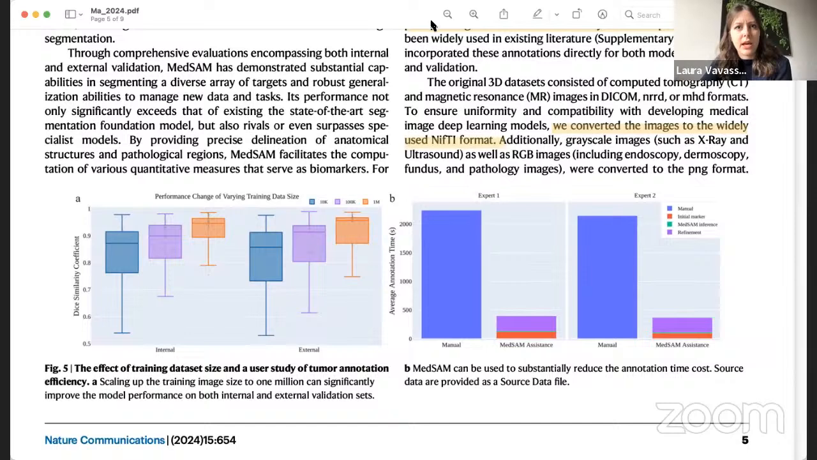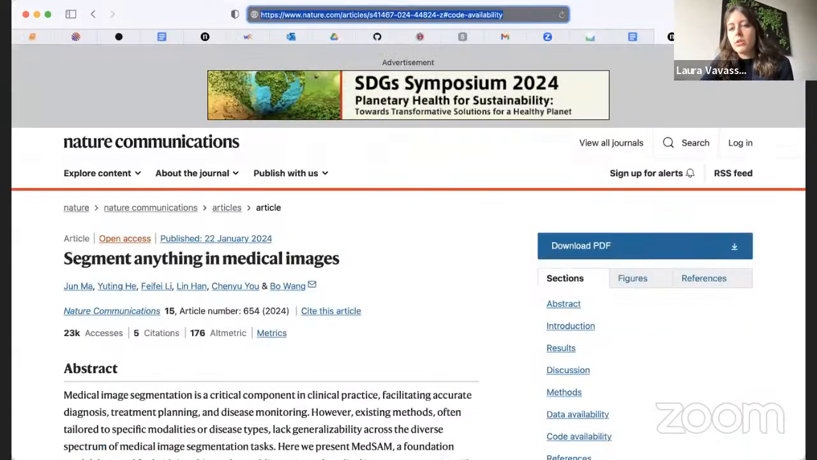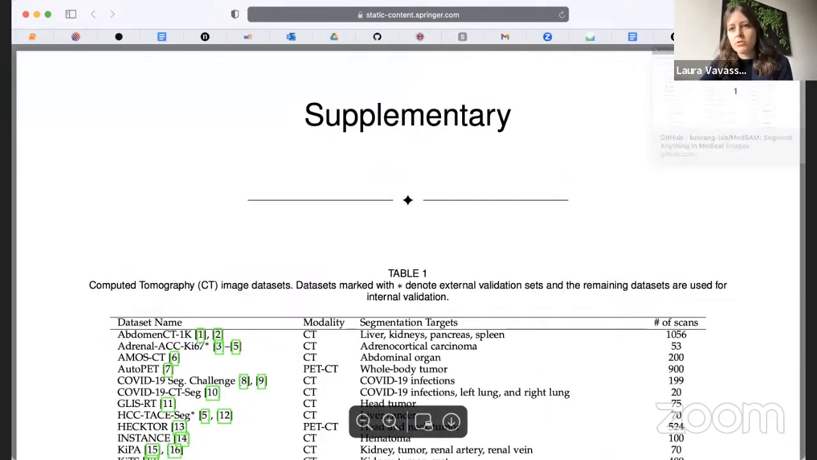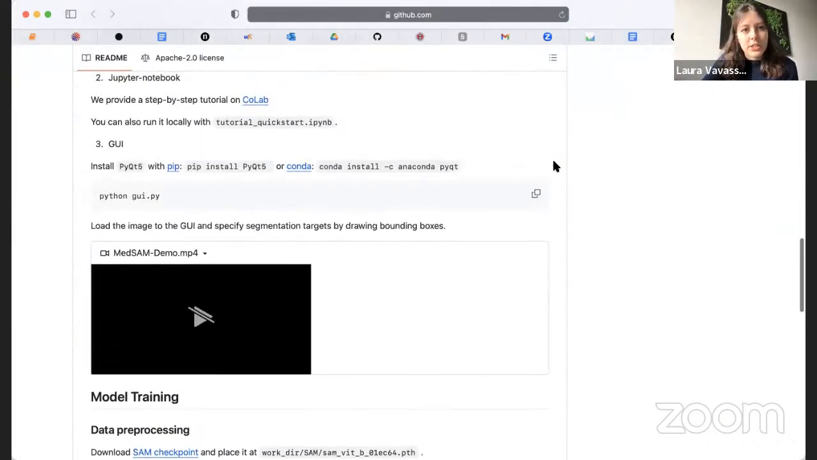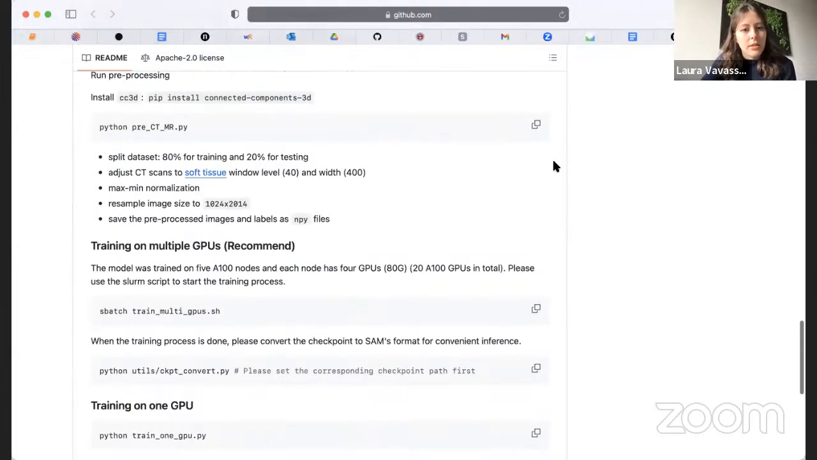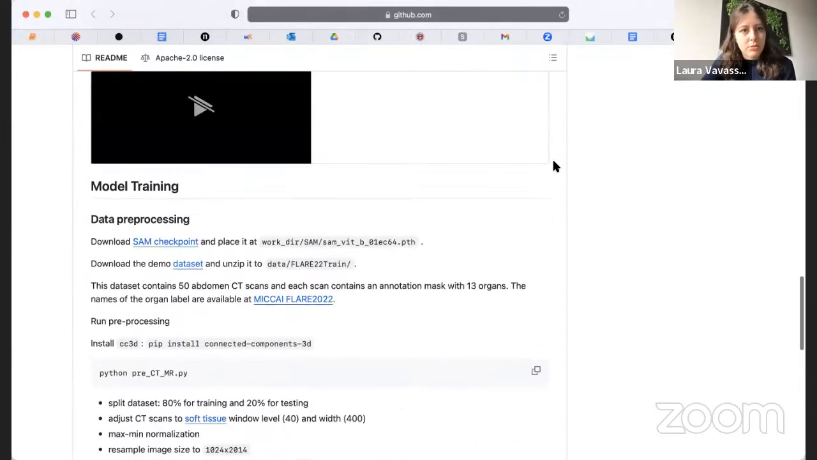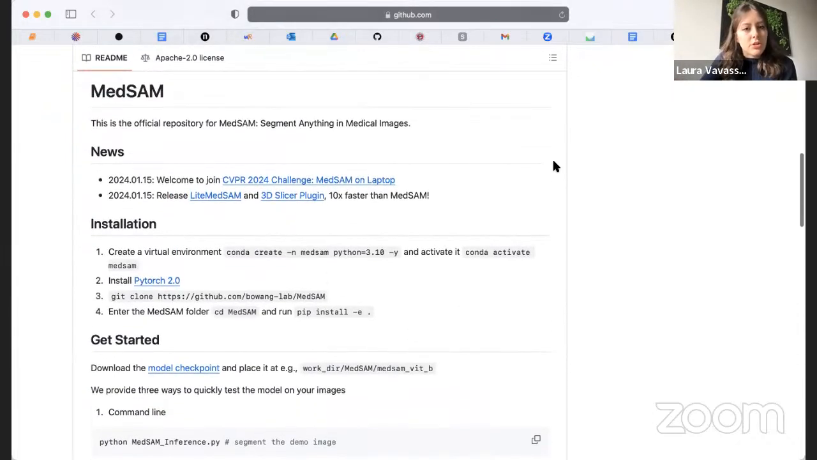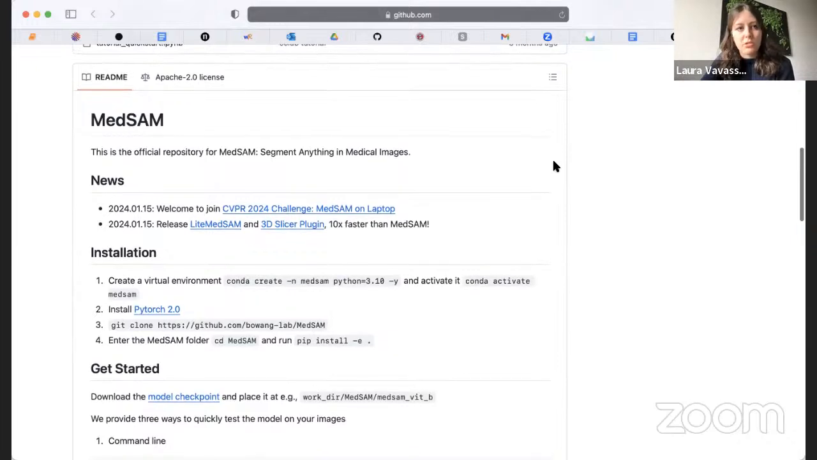I'm sorry that I haven't tried it. I saw that they have, maybe I can share. They make the code available, and also they propose supplementary material. Okay, you can see it here. This is their GitHub page, and they make all the code available, but also there was a section that included a GUI, so it's not only based on code to run from terminal, but it also gives a user-friendly interface to act on it that is great in clinics.